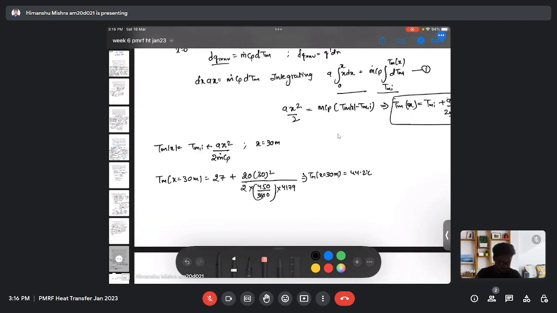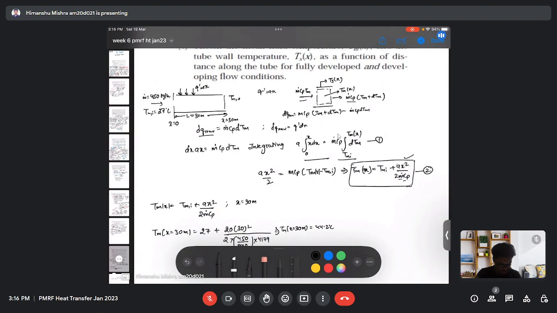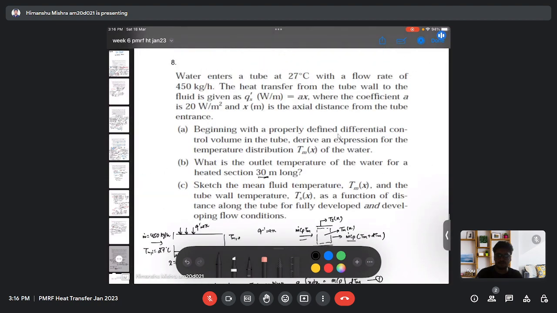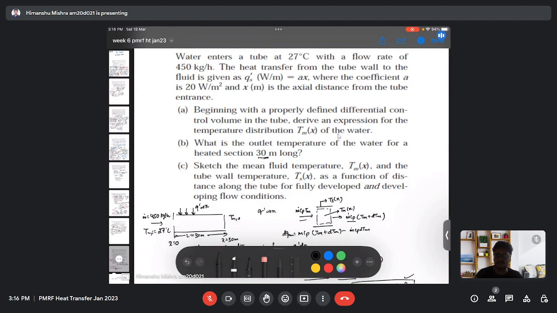So in this question, we have given a tube and we have given an inlet condition of the tube. We have given the mass flow rate and the inlet temperature, and we have given the heat flux, which is a function of x, and we need to determine the mean temperature relation, which is a function of x, and then we need to determine the mean temperature at x equals 30 meter, that is at the end of the tube.